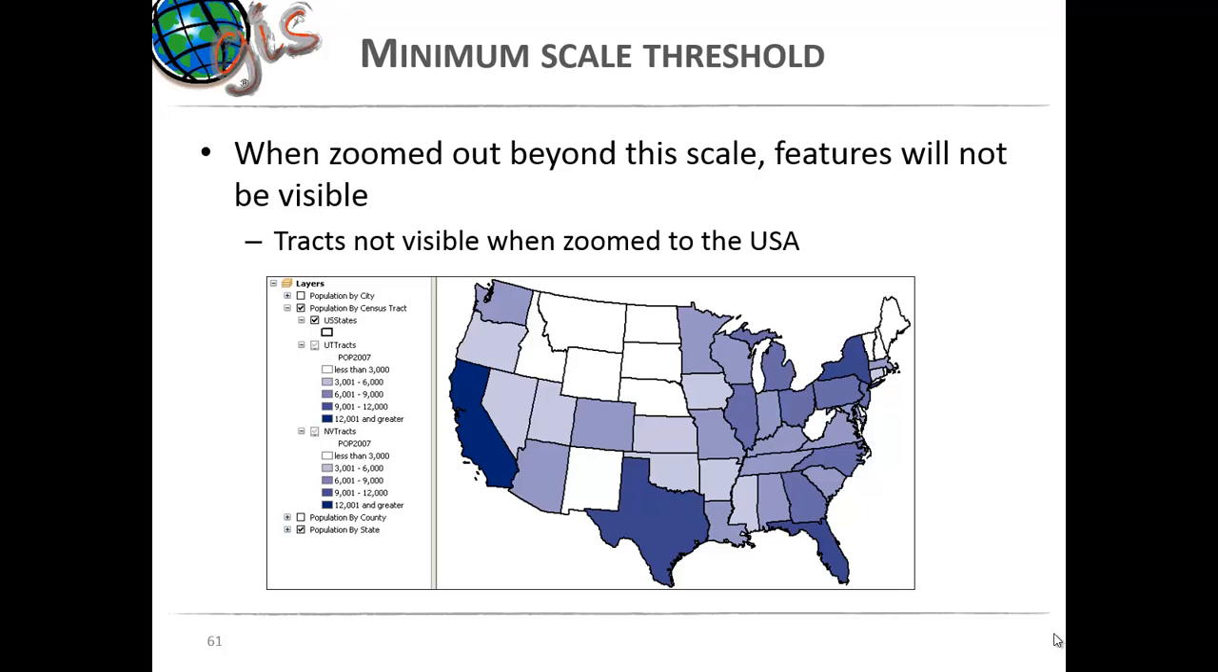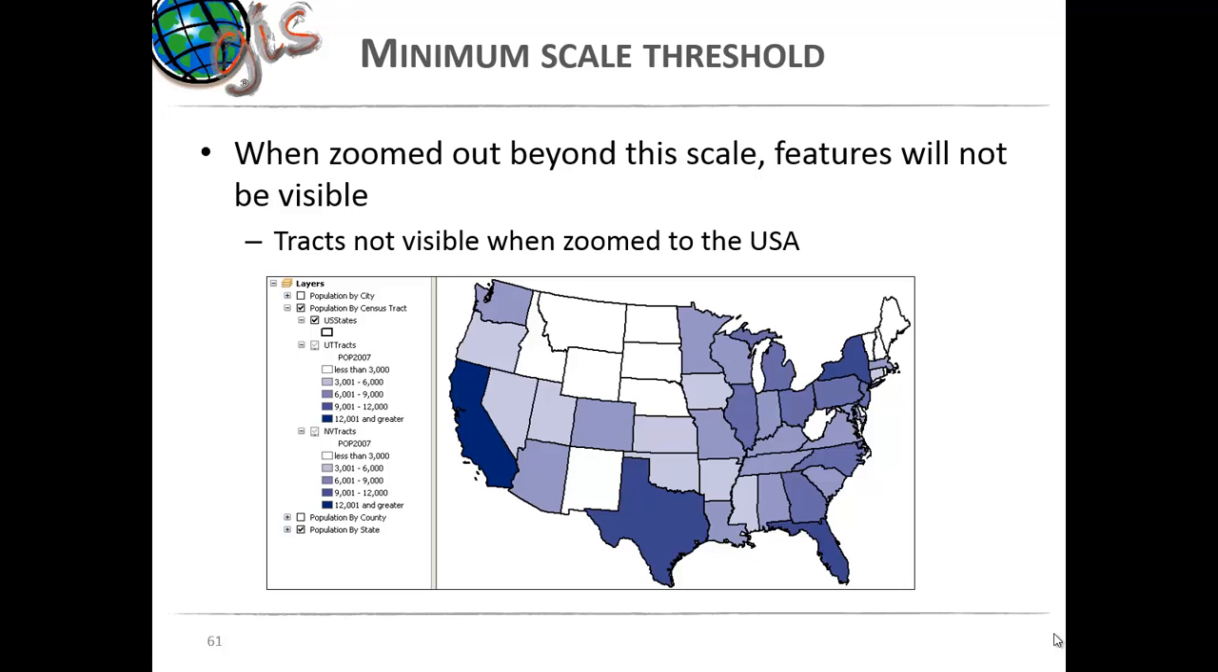Minimum scale threshold is nothing but, let's talk about this. When you are looking at the entire United States map, the census tract, which is the second smallest census geography we have, is extremely irrelevant. So you need to make sure that your tracts don't show up at this scale. That's what a minimum scale threshold does: when you are zoomed out beyond a particular scale, the features will not be visible.